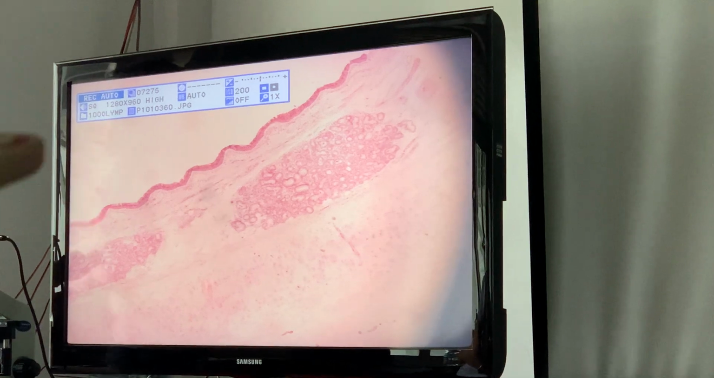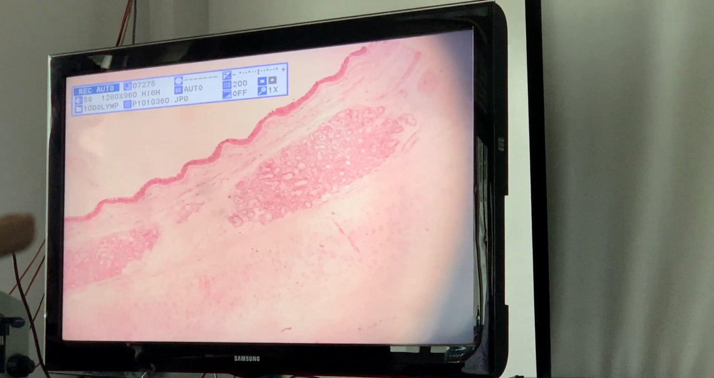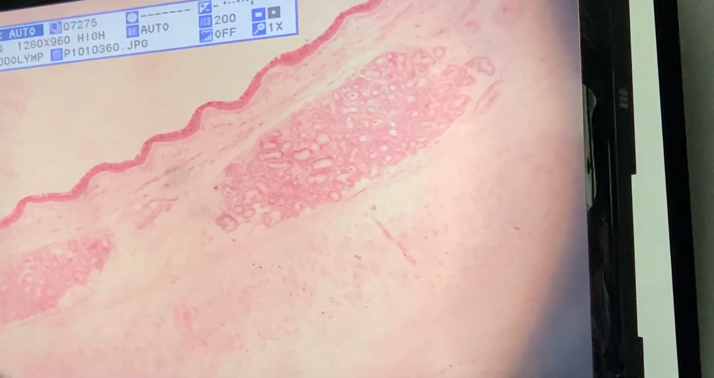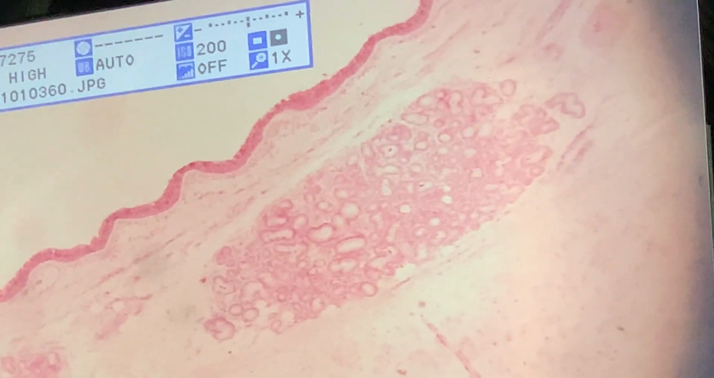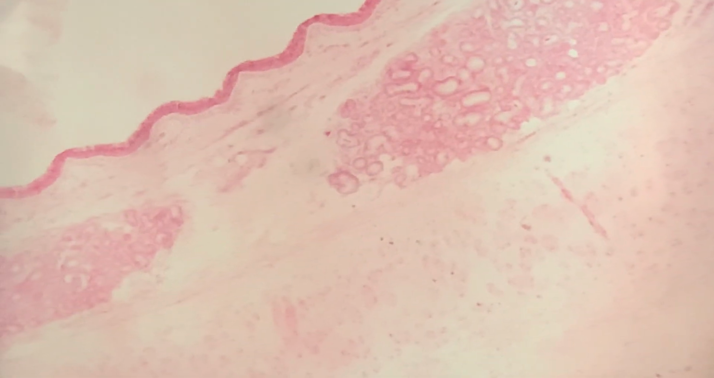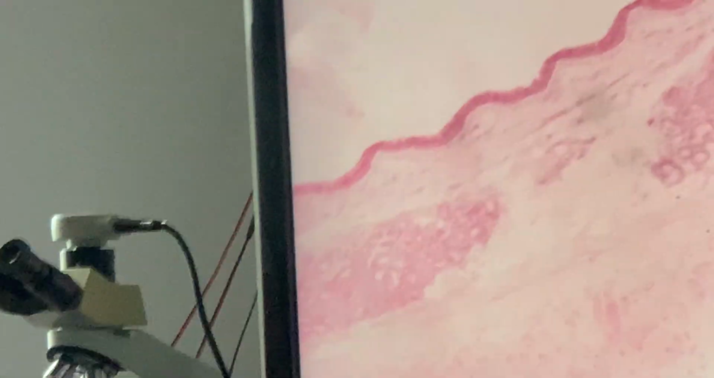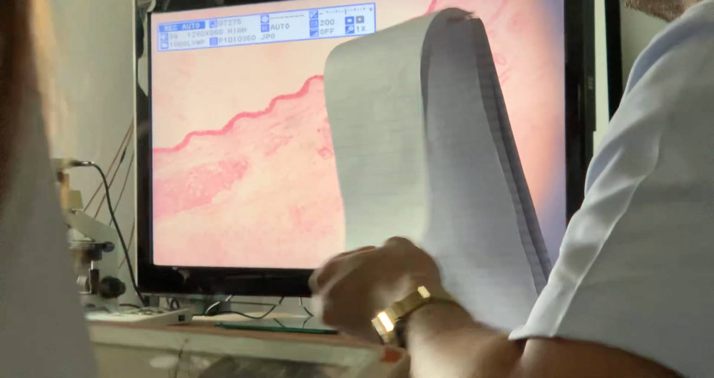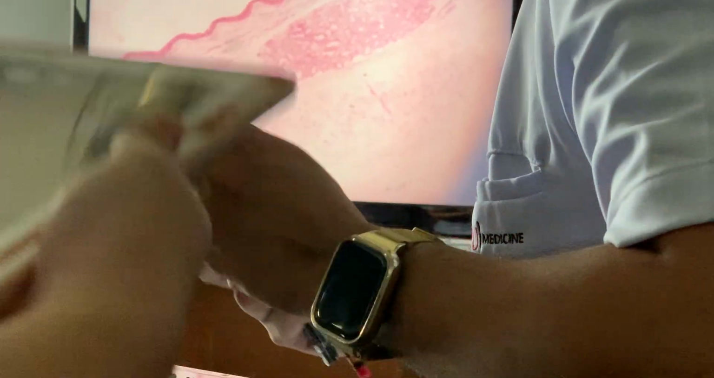Okay, when you lecture with Dr. O, what's the lining epithelium of the membrane? What's the lining of the membrane? Stratified. Okay.